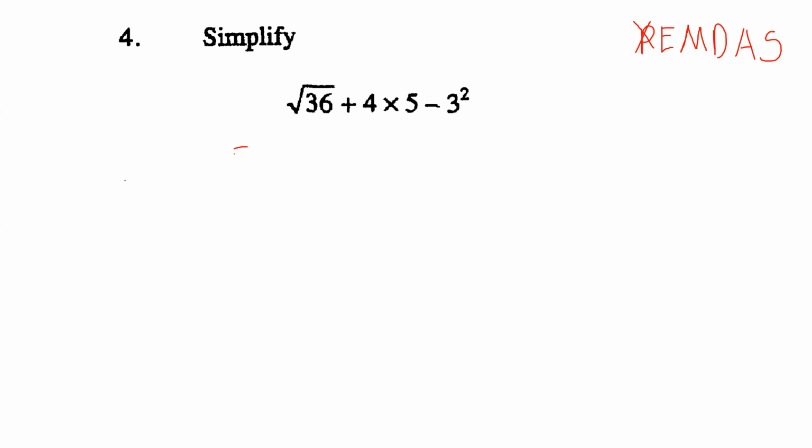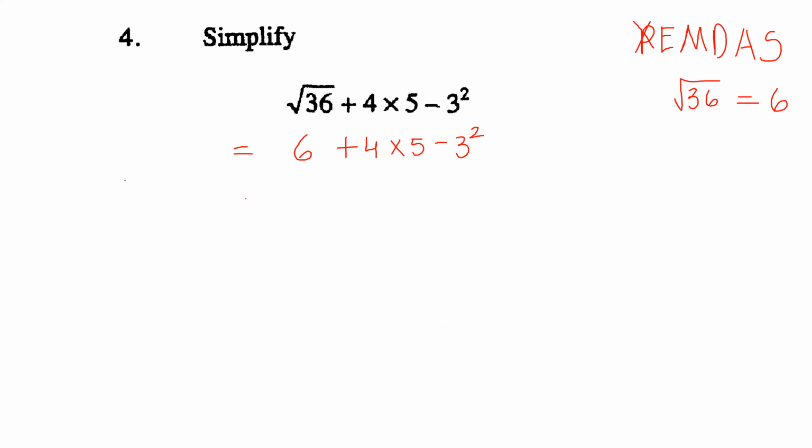What is the square root of 36? Well, the square root of 36 is equal to 6. Why is that? That is because 6 times 6 is 36. So you write that down, plus 4 multiplied by 5, minus 3 squared.